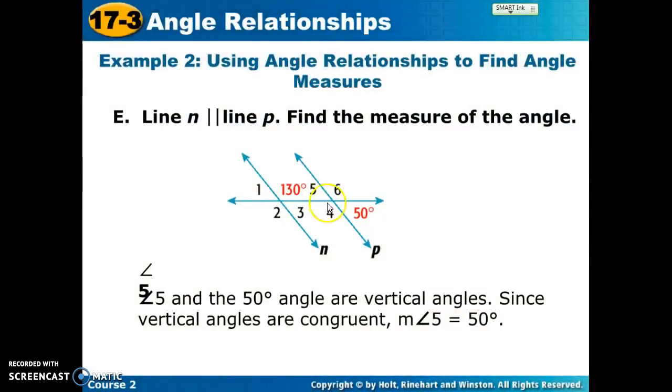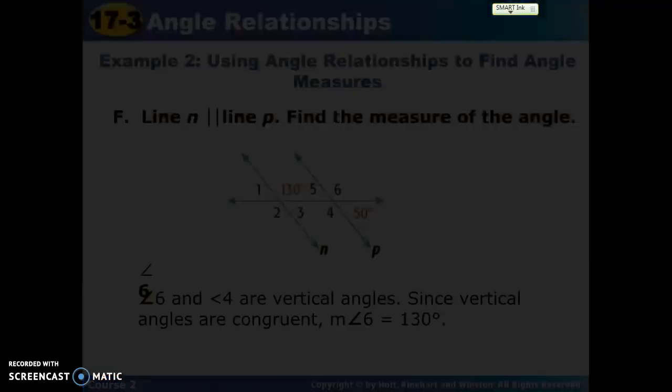Measure of angle 5. All right, so we're over here. We can use the 50 degrees and measure of angle 5. They're across from each other. Those are called vertical angles. So if they're vertical, that means they're congruent. So if this is 50 degrees, angle 5 is also 50 degrees, right? Angle 5 is also an acute angle. So we know that all acute angles in this picture are going to be 50 degrees. So more than one way to find them.